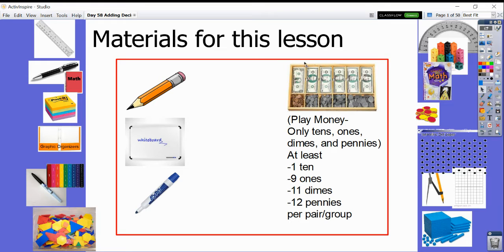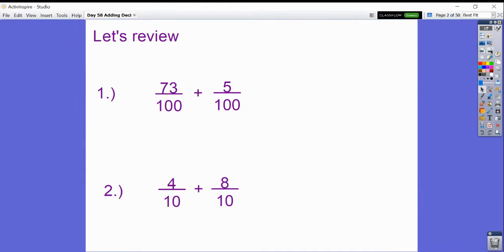Manipulatives. Okay, normally if you were in class, you would have some fake money to play with. So if you want, you can maybe even borrow some money from your parents if they'll let you, right? But let's review real quick.